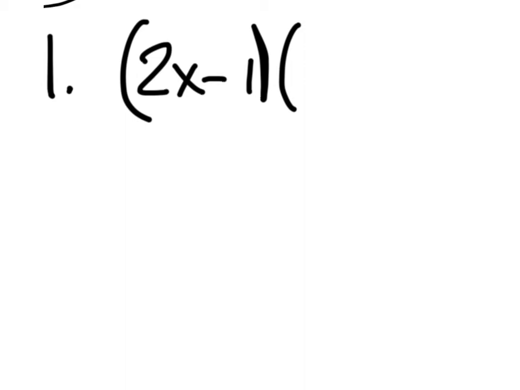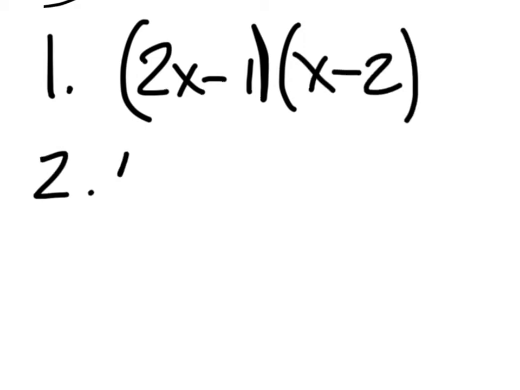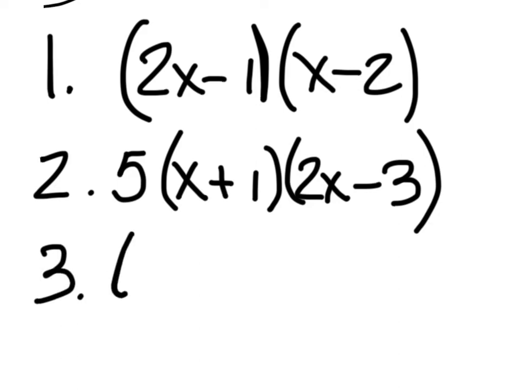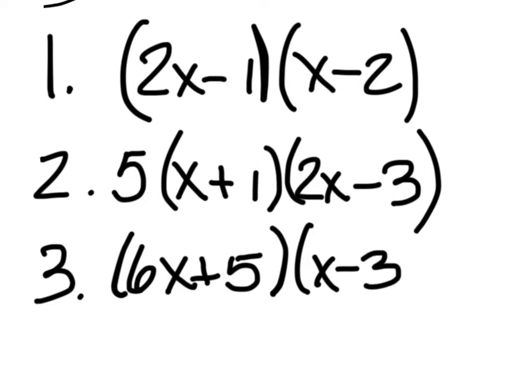Before we get to the answers, we will check the factorizations, because if you don't have the factorizations right, then that's why your answers are probably wrong. For number 1, it should be 2x minus 1 and x minus 2. For number 2, it is 5 times x plus 1, 2x minus 3. And then for 3, it is 6x plus 5, x minus 3.